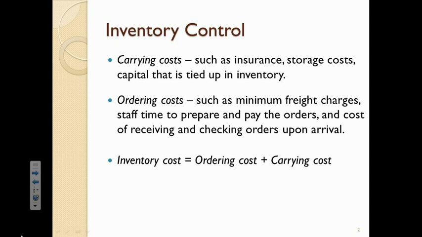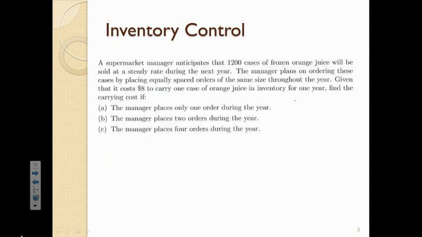Now, if we want to optimize this, we need a little bit of background. And here's a particular problem that's also in the book. A supermarket manager figures that 1,200 cases of frozen orange juice will be sold at a steady rate throughout the next year. The manager wants to order these cases by placing equally spaced orders of the same size throughout the year. So maybe he wants to order 10 times per year, or 12 times per year, or maybe just 4 times per year.